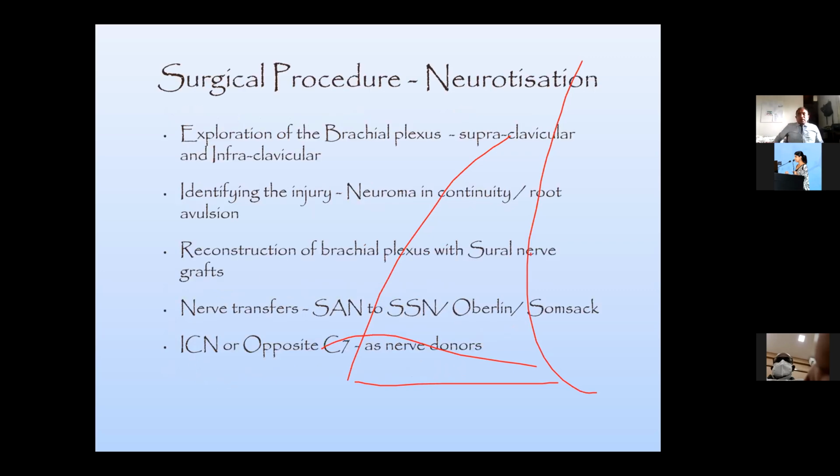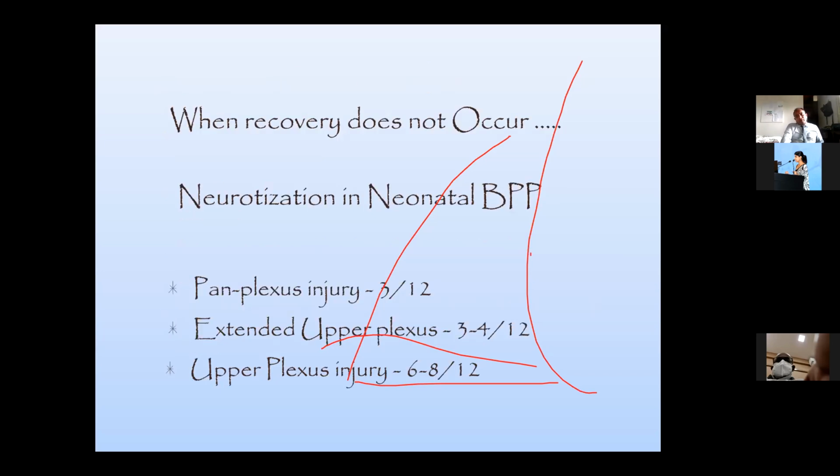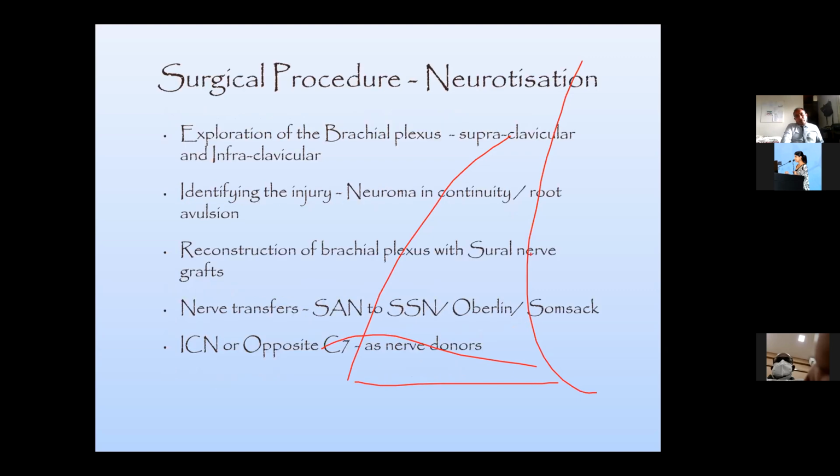So what are the surgical procedures? There are 2 types of surgical procedures. One is neurotization, the other one is muscle balancing surgery. About neurotization, when there is no recovery in the upper plexus or extended upper plexus by this time frame, we approach the brachial plexus supraclavicularly and infraclavicularly.